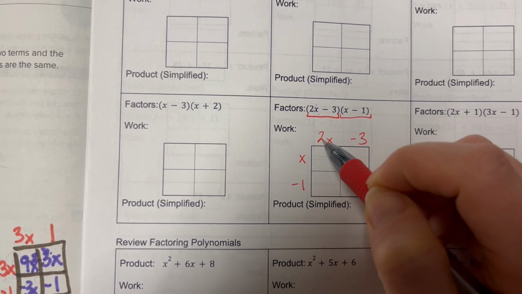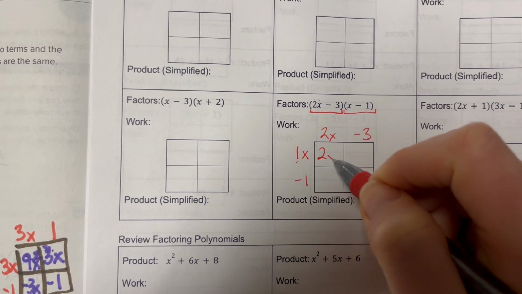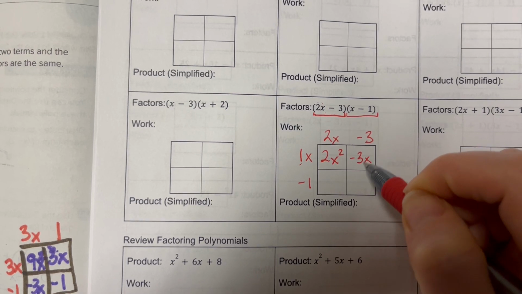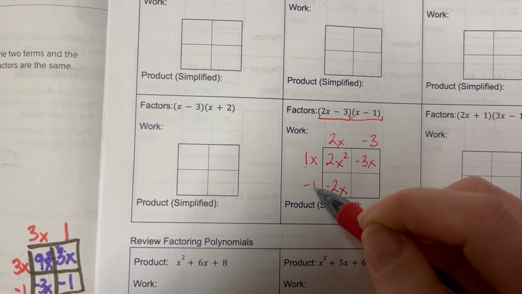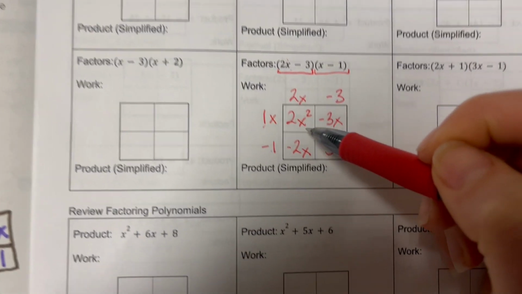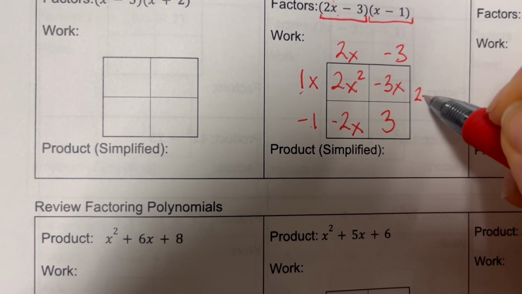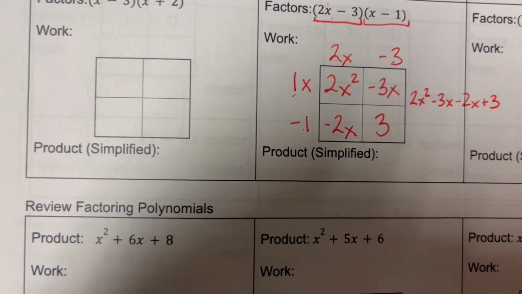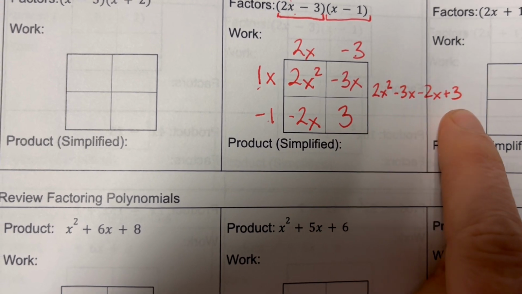So this is a multiplication box, 2x times 1x. If you're more comfortable putting a 1 there, please do, 2x squared. -3 times 1x is -3x. 2x times -1 is -2x, and -3 times -1 is a positive. Negative times negative is positive. So once you have all of the terms that are multiplied, these are all your answers when you separate them. You have a 2x squared, you have a -3x, you have a -2x, and you have a +3. So I separate all of those terms with a plus or minus sign. This polynomial is the answer.